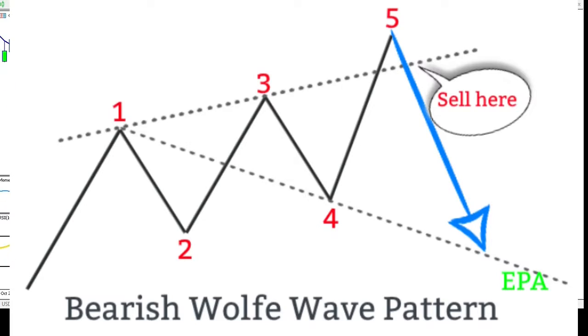So you see that the bearish wolf wave pattern generates a sell signal near the terminal point of wave 5, after the 1 and 3 trend line has been breached to the upside. So the price is expected to move lower and find resistance here.